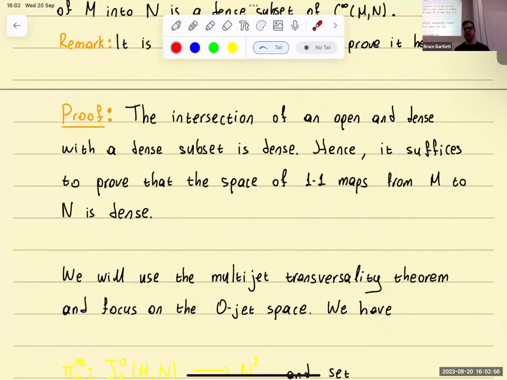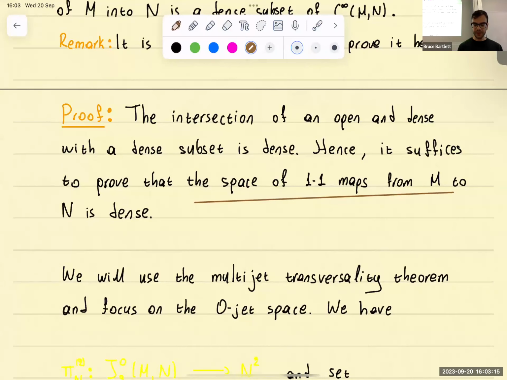So actually, what I'm going to prove is, again, I'm going to use this thing that we mentioned earlier: an intersection of an open and dense with a dense subset is dense. So what I'm actually going to prove is that in this dimension range, the space of one-to-one maps from M to N is dense. And I'll intersect that with the space of immersions, which we know is open and dense, and get our theorem.